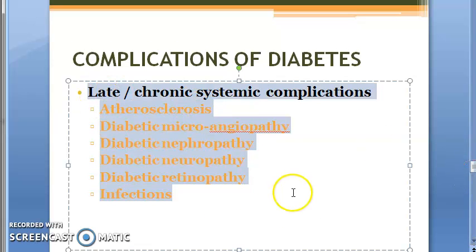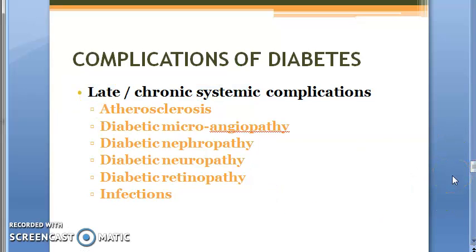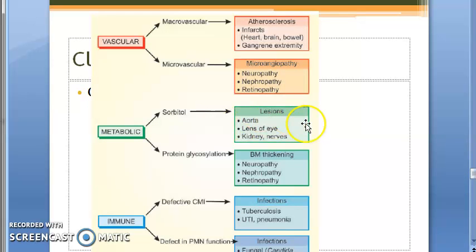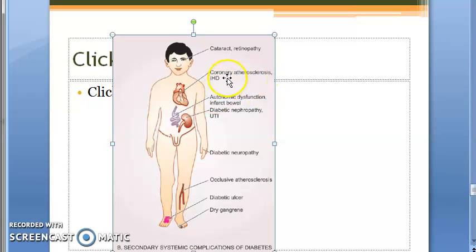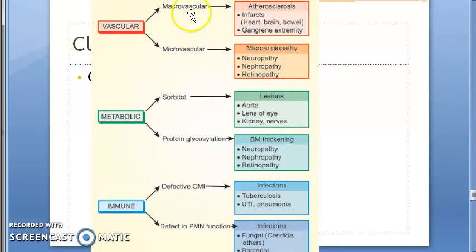Then you have late complications like atherosclerosis, microangiopathy, nephropathy, diabetic neuropathy, retinopathy, infections. Secondary complications were like cataract, ischemic heart disease, infarct of bowel, urinary tract infections, then diabetic ulcer. Some pathogenesis was covered in the last video, like microvascular destruction, macrovascular destruction, neuropathy, nephropathy, retinopathy. Then metabolic protein glycosylation, again the same thing: neuropathy, nephropathy, retinopathy.